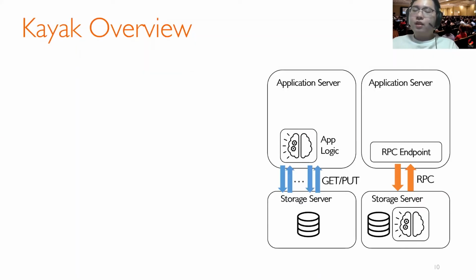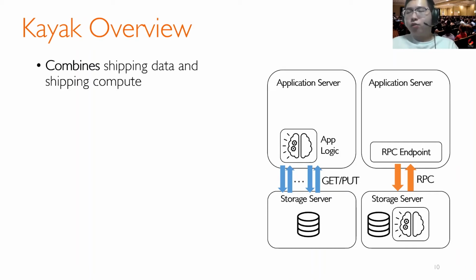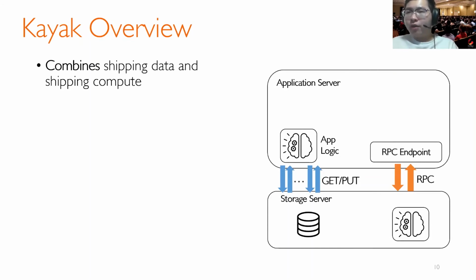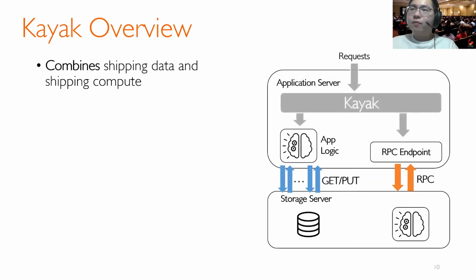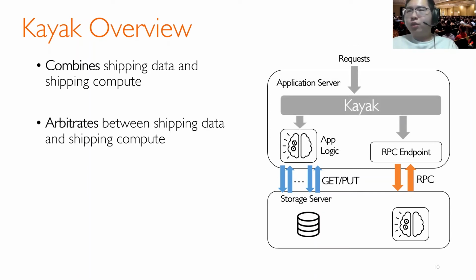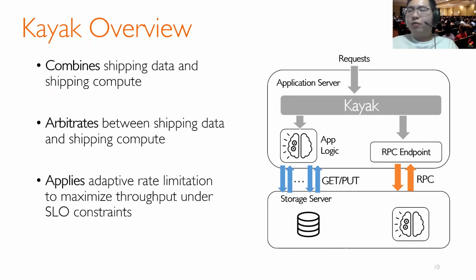So let's put the two approaches side by side. On the left, we have the ship data approach. On the right, we have the ship compute approach. And we combine these two approaches together. So now we have a storage server that exposes both the key value API and the RPC API. And then Kayak comes in to arbitrate between these two sets of execution schemes. And Kayak also applies adaptive rate limitation to try to ensure the latency target and still maximize the throughput.